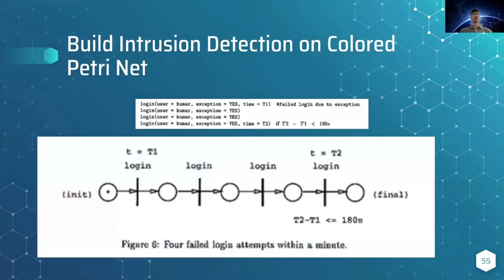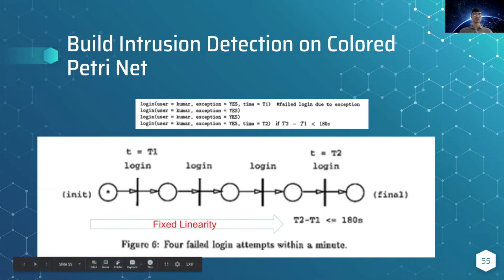To build the mixed-use IDS, we can use the colored Petri net to illustrate our approach. We will design a system that can alert the admin if the user makes 4 failed login attempts. In this diagram, we will have 5 stages: initial stage, final stage, and the 3 stages in between will represent the login attempts. This diagram in nature will have one stage transit to another stage in a linear direction. So this is the fixed linearity.